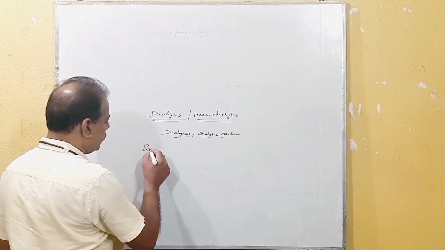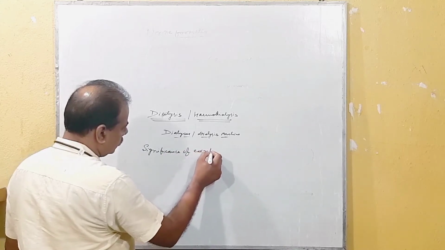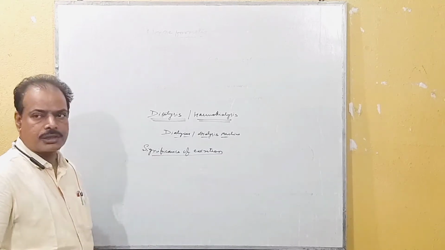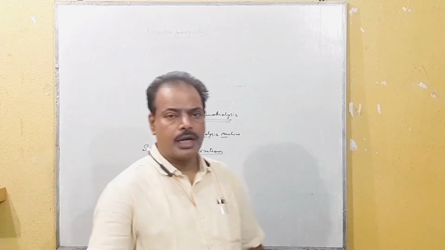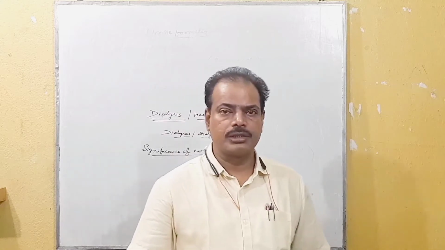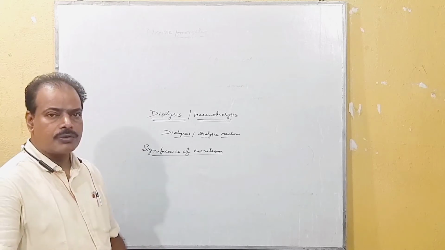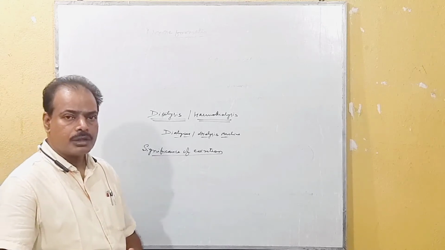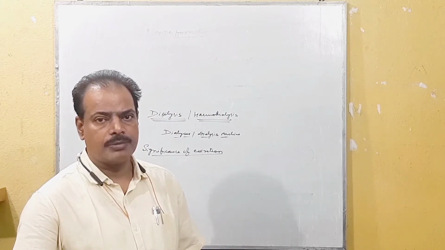Now, significance of excretion. Excretion helps in removal of nitrogenous substances such as urea, uric acid, etc. from the body. It also helps in maintaining salt and water balance in the body. And it helps in maintaining the internal environment inside the body.